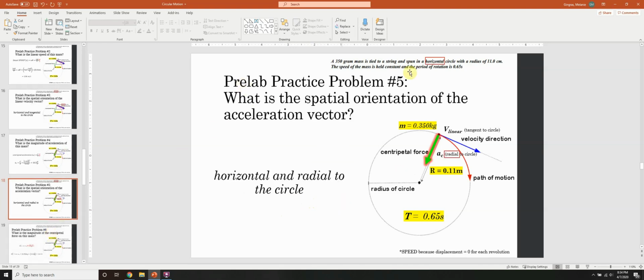All right, number 5, what is the spatial orientation of the acceleration vector? So you can see it's highlighted right here. This is our acceleration vector right here, and it is radial, right, as we talked about. It is radial to the circle. It lies along a radius, and still same circle, horizontal. So that makes the spatial orientation of the acceleration vector both horizontal and radial to the circle.